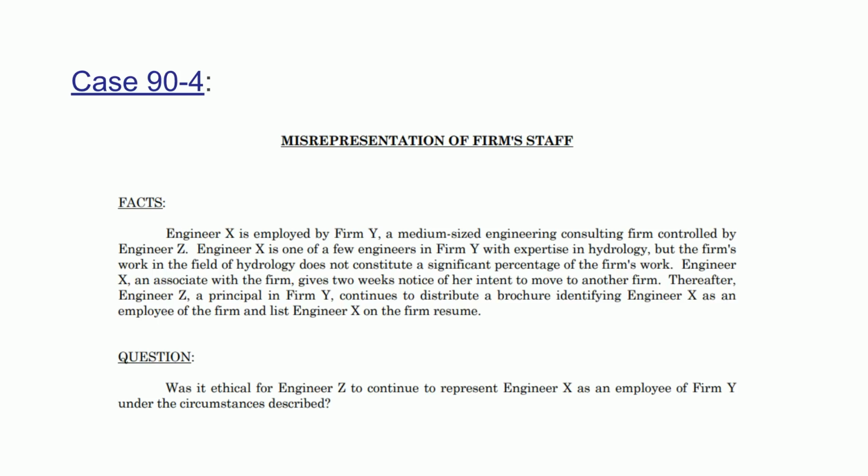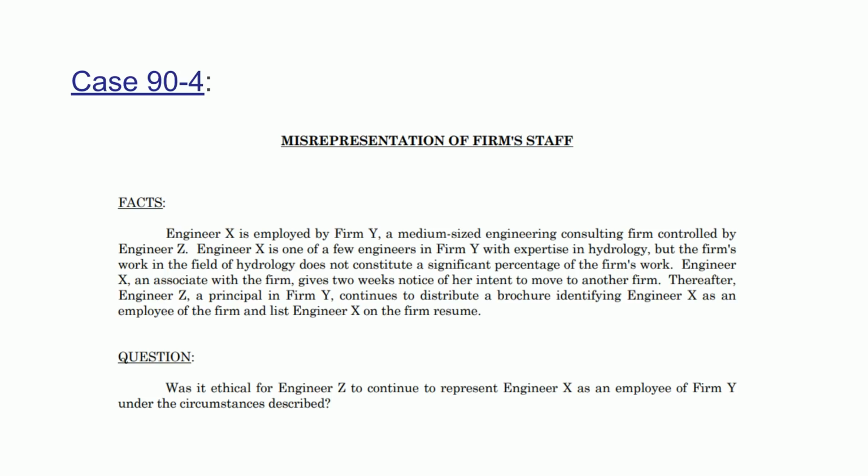Thereafter, engineer Z, a principal in firm Y, continues to distribute a brochure identifying engineer X as an employee of the firm and lists engineer X on the firm's resume. So engineer X does hydrology. She doesn't do very much work for the firm in hydrology, but it's one of the things that's listed on the firm's pamphlet, on their brochure that they hand out to potential clients. The pamphlet identifies engineer X as an employee of the firm and that she's an expert in hydrology.